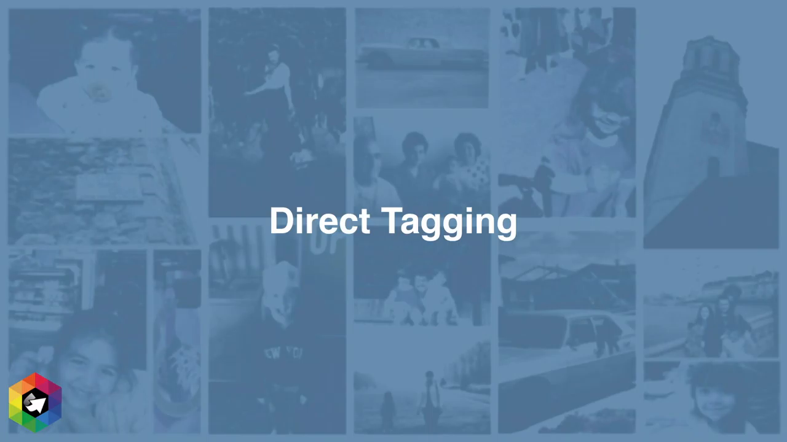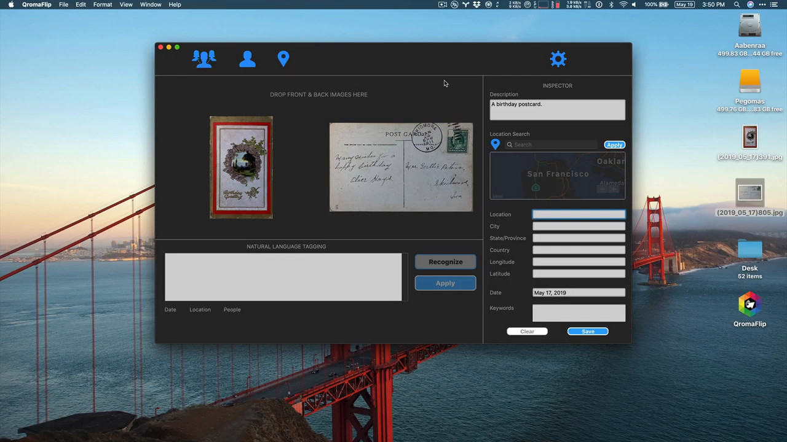There are some cases where you might only need to add or edit some metadata in your photos, and that's where direct editing comes in. Let's take a look. Once you've dropped the front and back image into the drop zones, the inspector is enabled, and you can fill in or edit any of the fields before saving out the TIFF image.